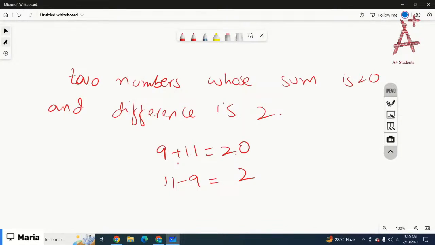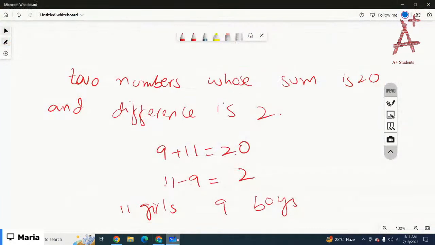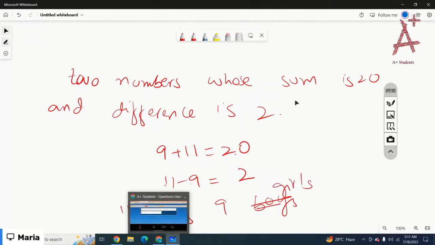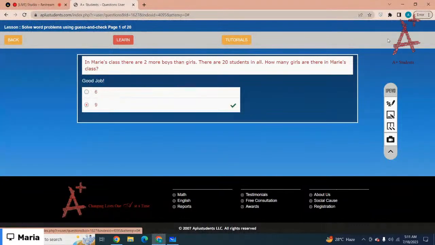That means there are 11 boys and 9 girls, because in the question you are given there are two more boys than girls. So the correct option is, the question is how many girls? There are 9 girls. Got it? You can see the options when working on a question like this.